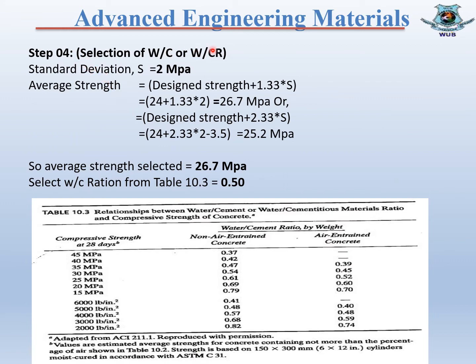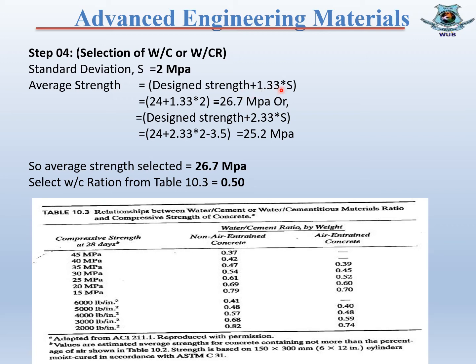Selection of water cement ratio. To find the water cement ratio, first we have to calculate the average strength of concrete using this equation. Here, average strength equals design strength plus 1.33 times S, where the design strength is 24 megapascal, which is given in the question. Standard deviation S is 2 megapascal, it is also given in the question. And finally we got the average strength, 26.7 megapascal.